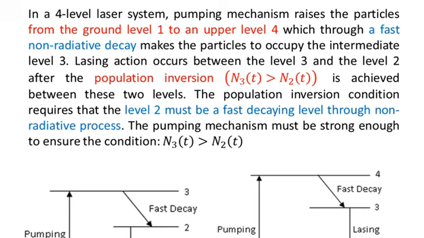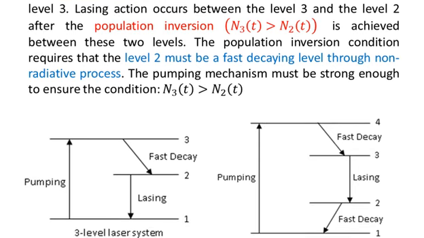The population inversion condition requires that the level 2 must be a fast decaying level through a non-radiative process. The pumping mechanism must be strong enough to ensure the condition that N3 at any time t should always be greater than N2, the population in the level 2 at any time t.